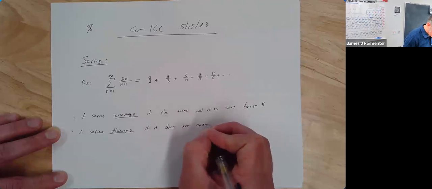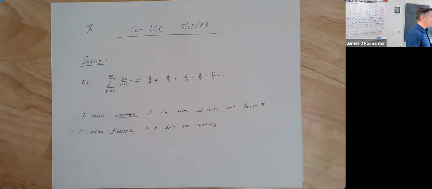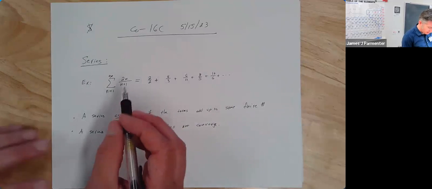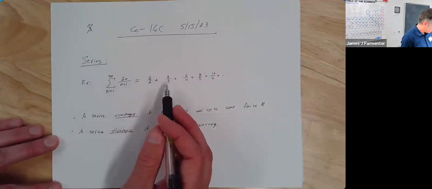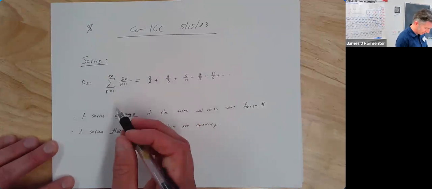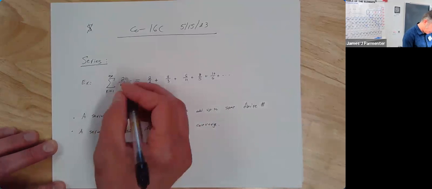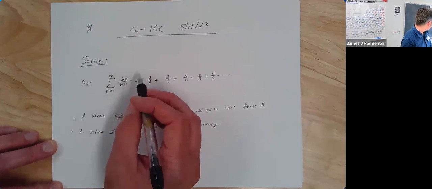Now, I will point out there are many ways in which a series can diverge. It can diverge to infinity. In fact, this one here definitely does diverge to infinity. Here's what's happening. If we look at the sequence for a second, the series is the sum from n equals 1 to infinity of 2n over n plus 1.